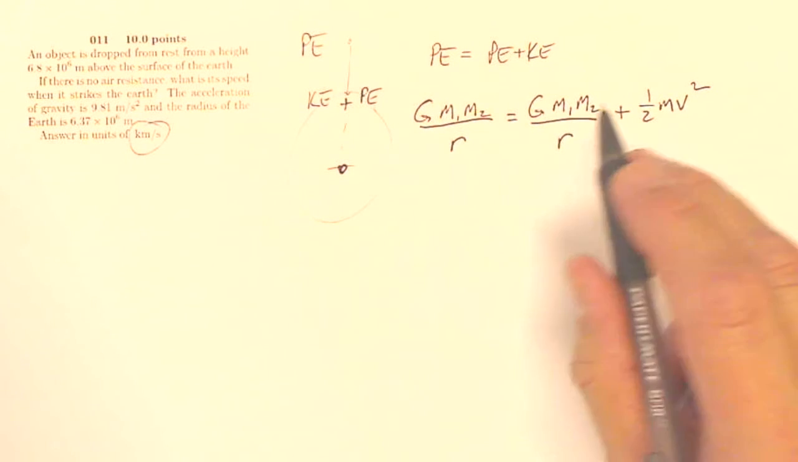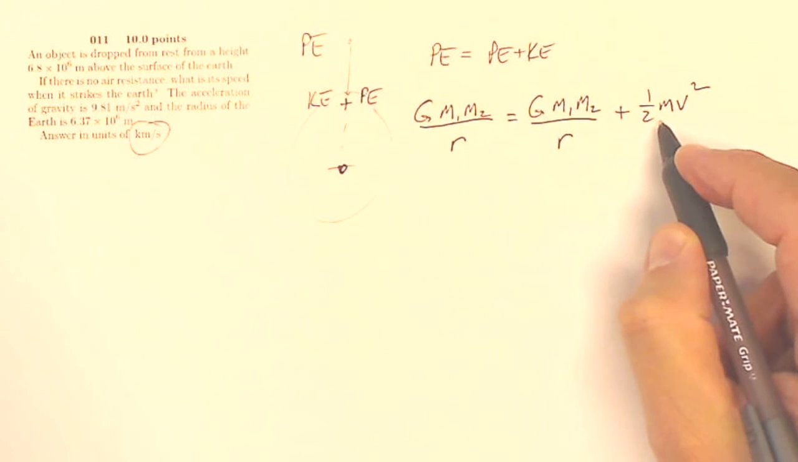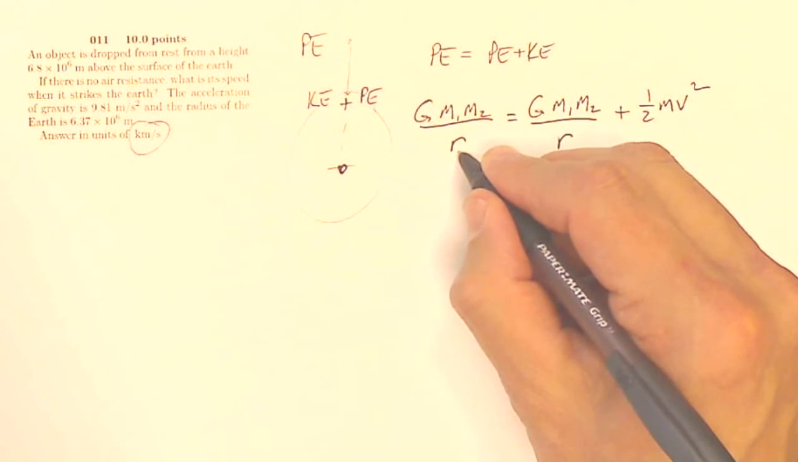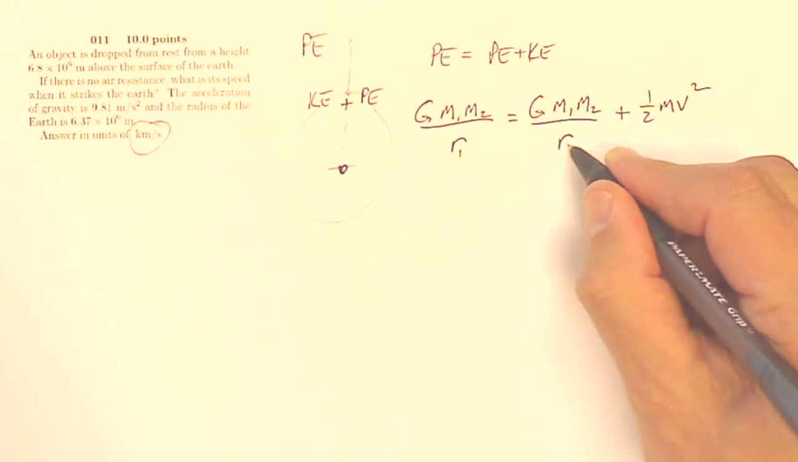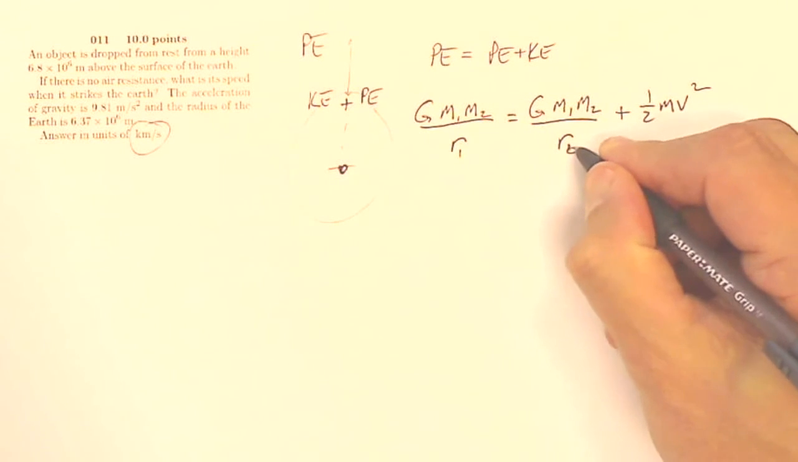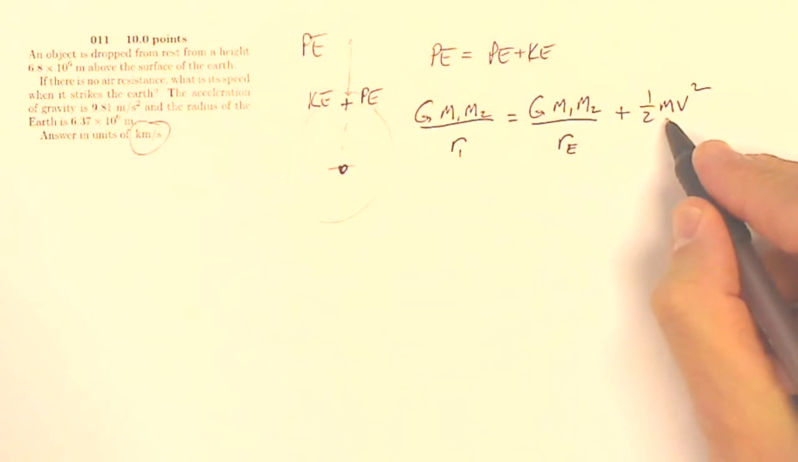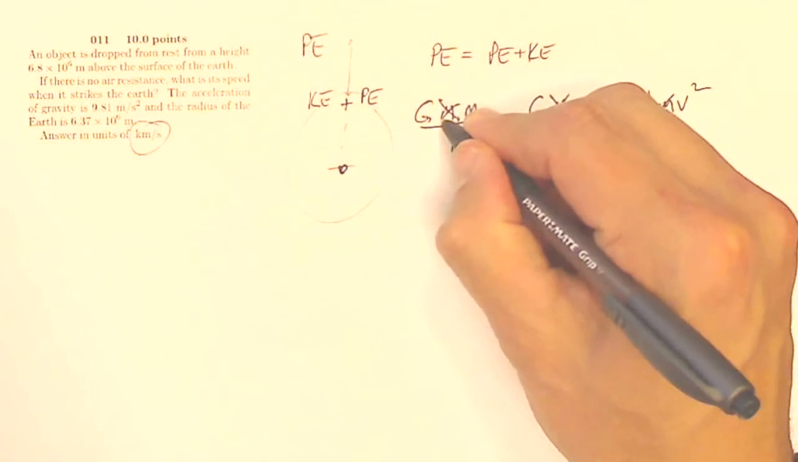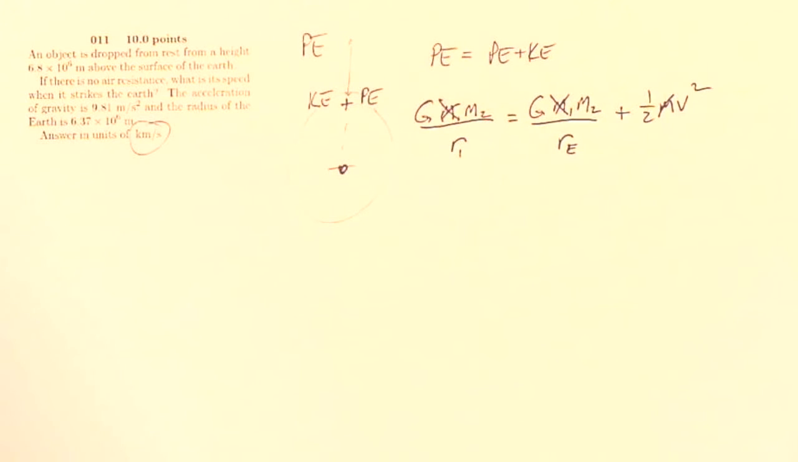Now, luckily, in this case, the mass of the object still cancels out. So I'll call this, by the way, R1, and this is R2. So this is the R up top, and this is the radius of the Earth, so I can call that RE. This mass is the mass of the object, and this mass is the mass of the object. Either one, it doesn't matter. But this is definitely the mass of the Earth.